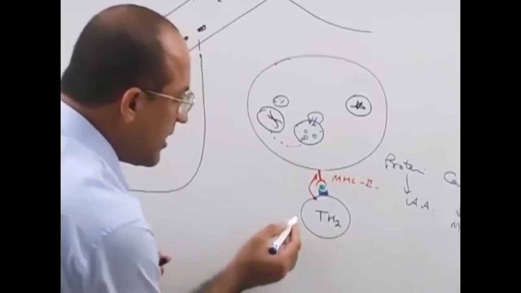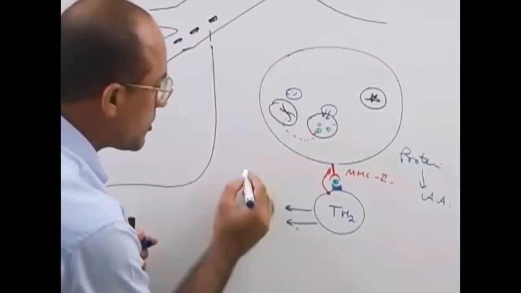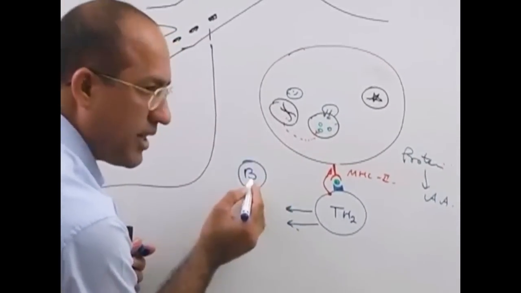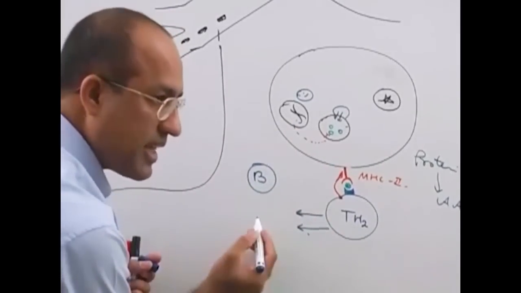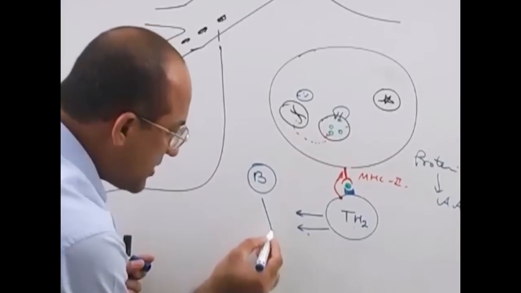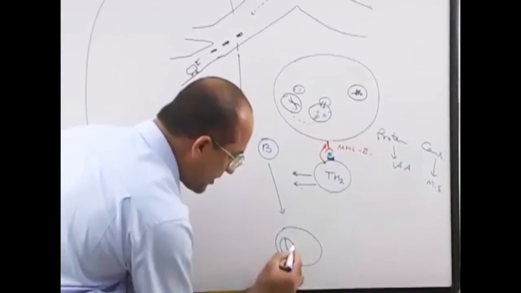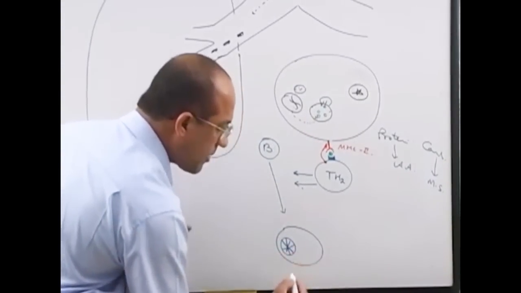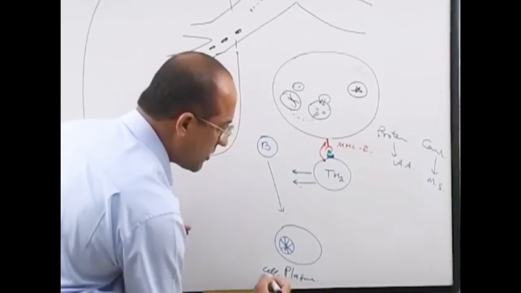This T helper cell will produce some product. And those products will stimulate B lymphocyte. They will stimulate, what is the cell? B lymphocyte, T cell helping the B cell. And B cell will become active and they convert into a cell like this. This cell is called plasma cell.